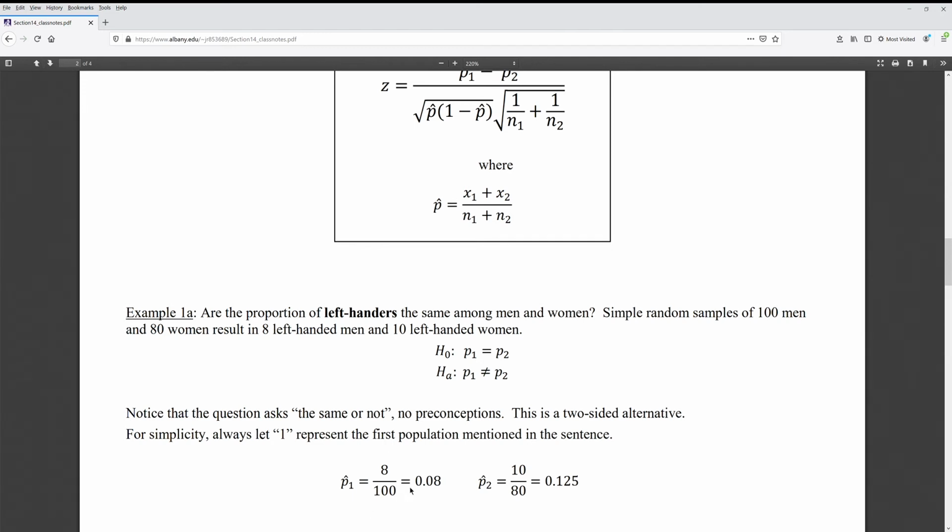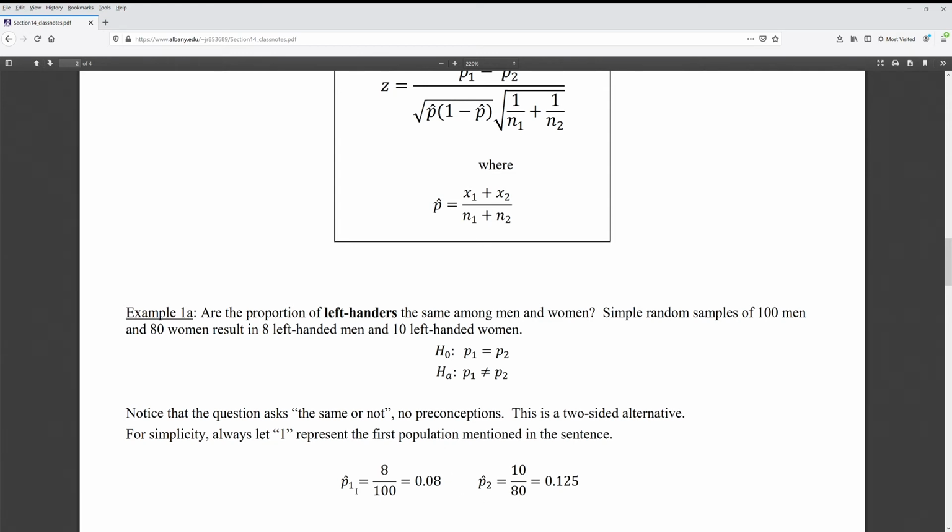So we'll run the numbers. 8%, 0.08, was the proportion of the sample of men who were left-handed. 0.125, 1/8 of the sample of women were left-handed. So in point of fact, the proportion of women who were left-handed was bigger in our sample. This might suggest that women are more likely than men to be left-handed. It might suggest that men and women have a different likelihood of being left-handed, but it certainly doesn't suggest that women are less likely to be left-handed.